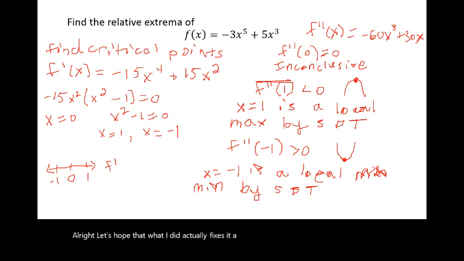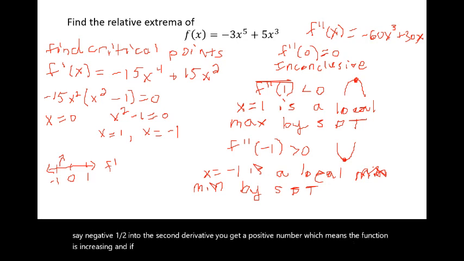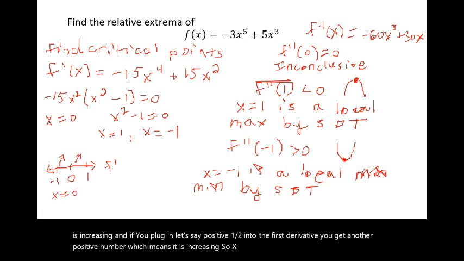Sorry about that. So if you plug in, let's say, negative 1/2 into the first derivative, you get a positive number, which means the function is increasing. And if you plug in, let's say, positive 1/2 into the first derivative, you get another positive number, which means it is increasing. So x equals 0 is not a local extrema.